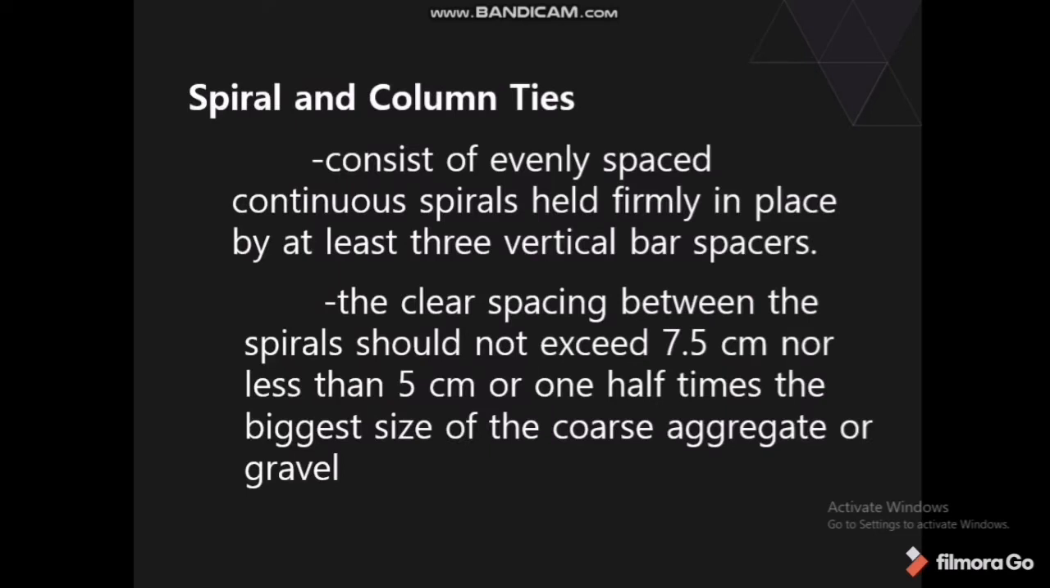Next is spiral and column ties. Spiral and column ties consist of evenly spaced continuous spirals held firmly in place by at least 3 vertical bar spacers. The clear spacing between the spirals should not exceed 7.5 cm nor be less than 5 cm, or 1 1/2 times the biggest size of the coarse aggregate or gravel.